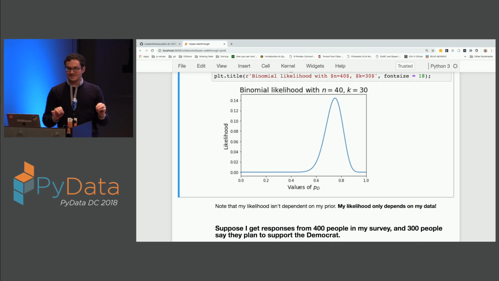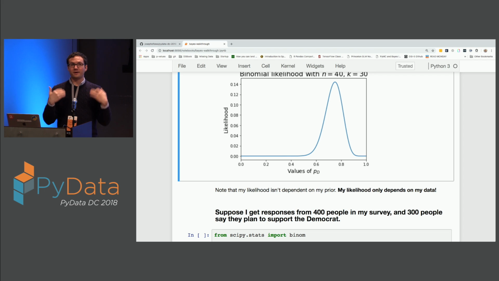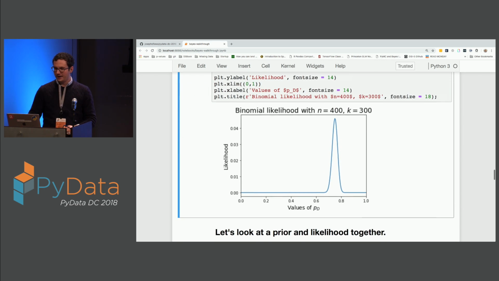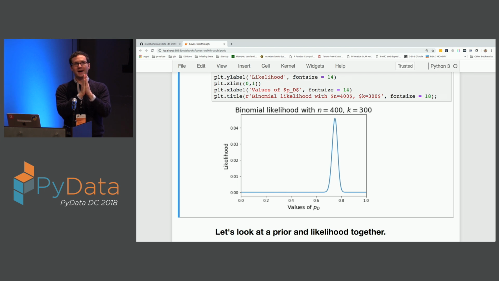So let's say that instead of doing a survey of 40 people and getting 30 responses in support of the Democrat, I sample 400 people and I get 300 people who say they'll support the Democrat. Well, we still expect there to be a peak right around 75% because we've got 300 successes out of 400 trials. 3 over 4 is 75%. But we're much more certain that that distribution is going to be very, very close to 75% because my sample size is larger. This seems to make sense.